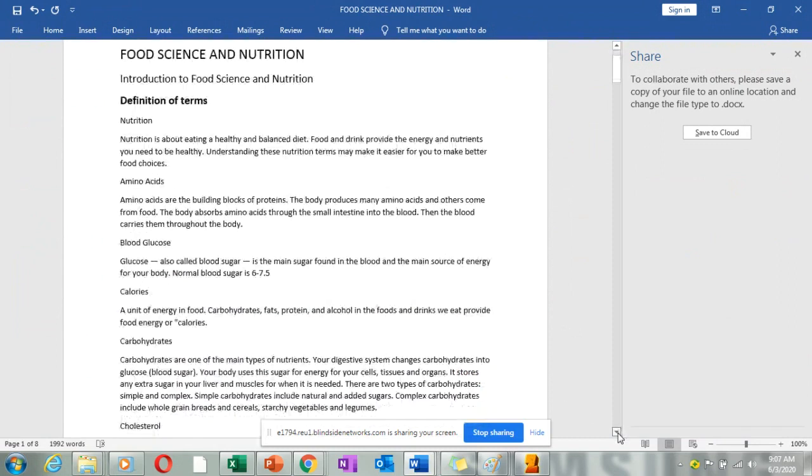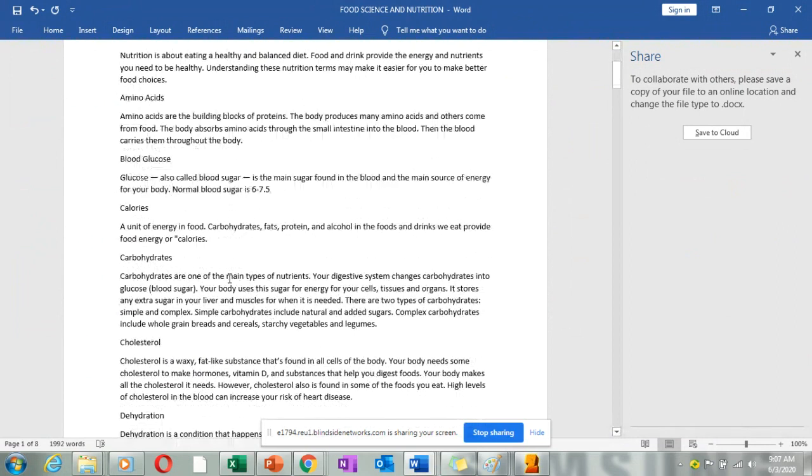calories. Calories is a unit of energy in food, and carbohydrates, fats, proteins, and alcohol in the food and drinks we take can provide those calories. The only foods that do not have calories are the vitamins, if you look at that, and the minerals. So we have carbohydrates, fats, proteins, bringing those. Then minerals, water, and vitamins do not bring any calories into the body. Okay, then we have carbohydrates.